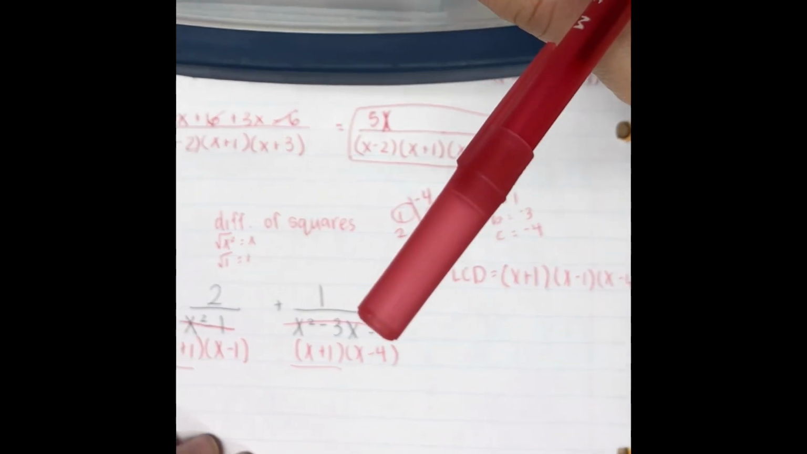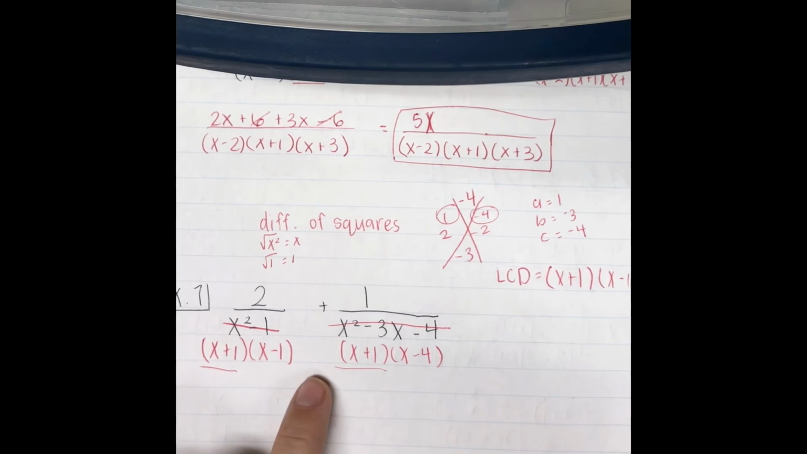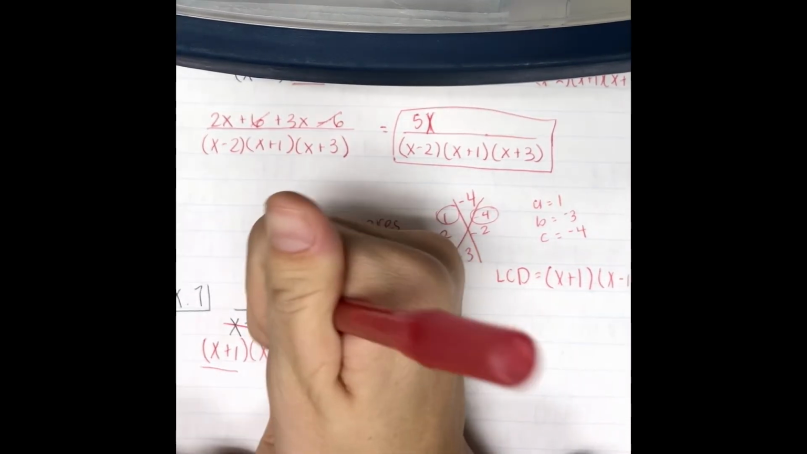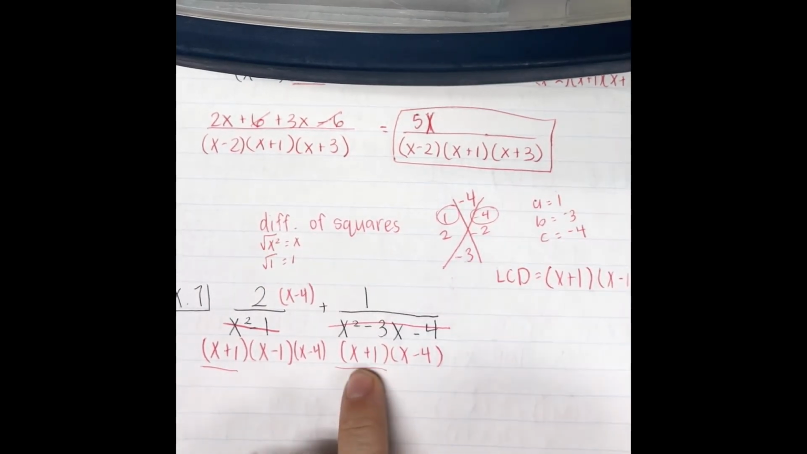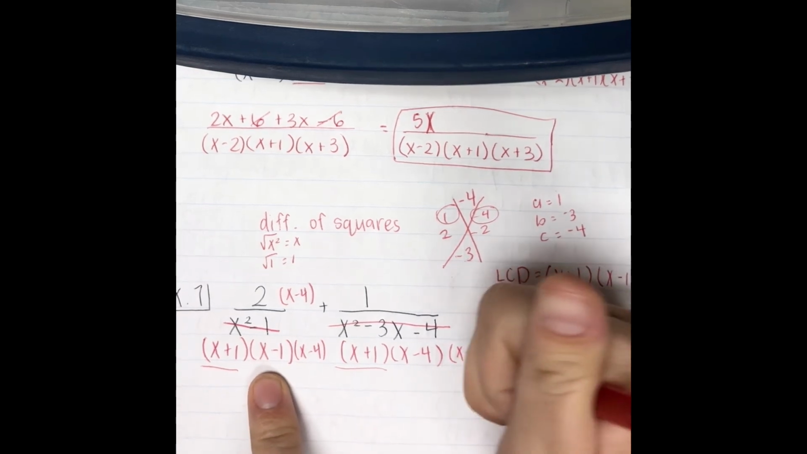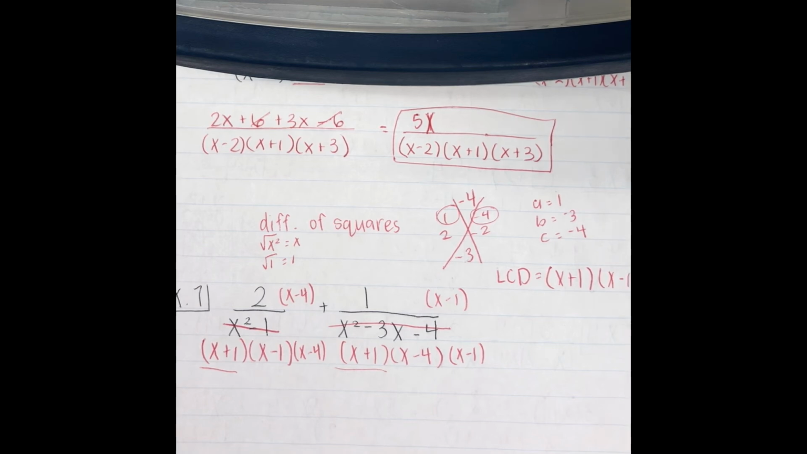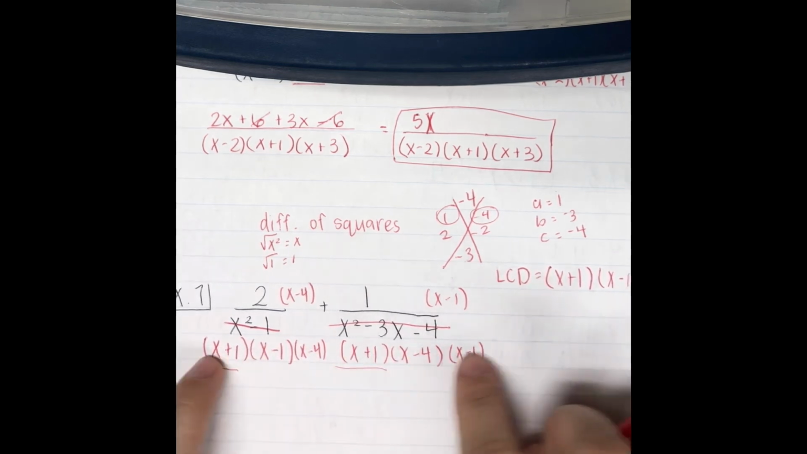So since this fraction is missing the x minus 4, multiply the top and bottom by the x minus 4. And here I'm multiplying, it has x plus 1, it has x minus 4, but it's missing the x minus 1. So multiply the top and bottom by the x minus 1. Okay. So now this is my LCD.